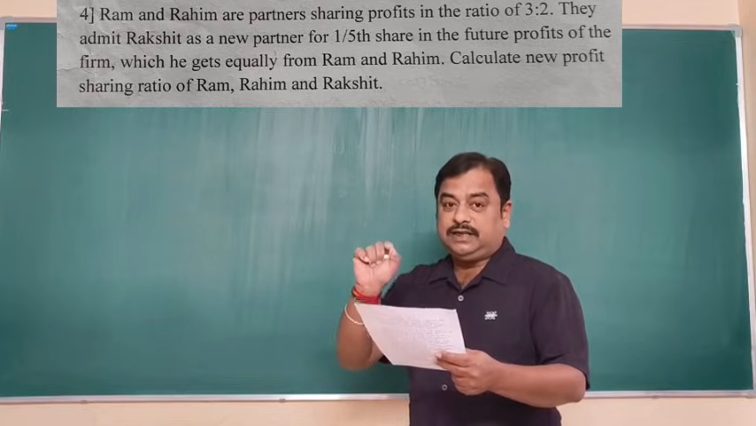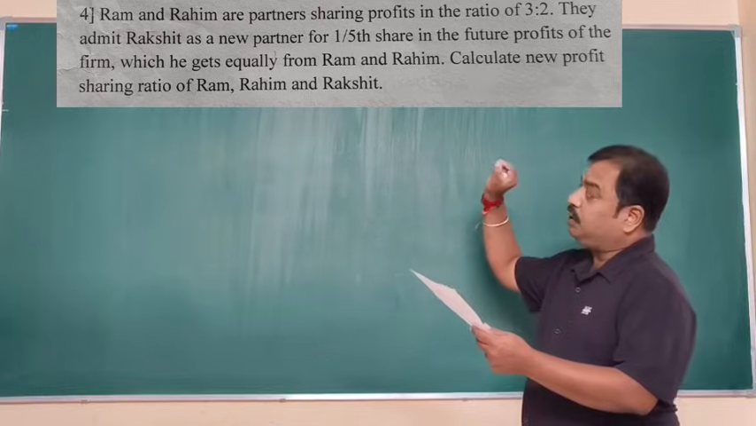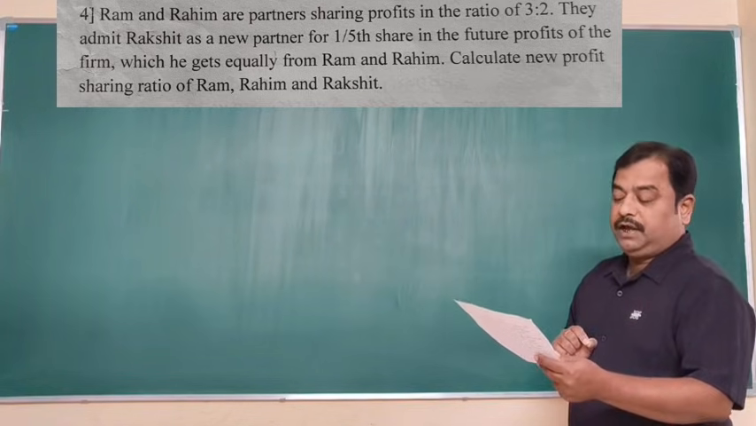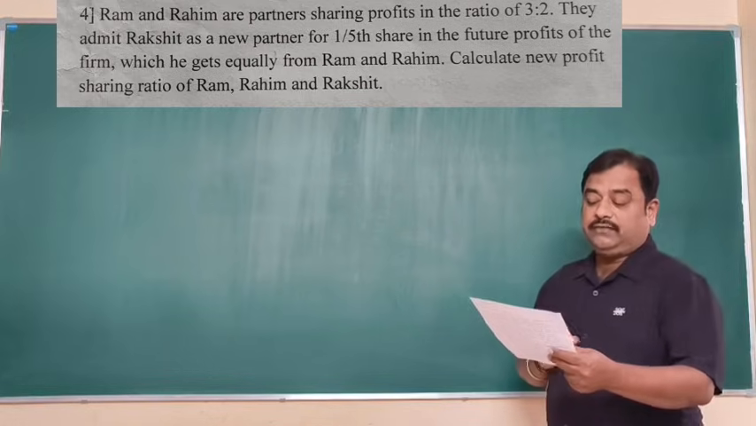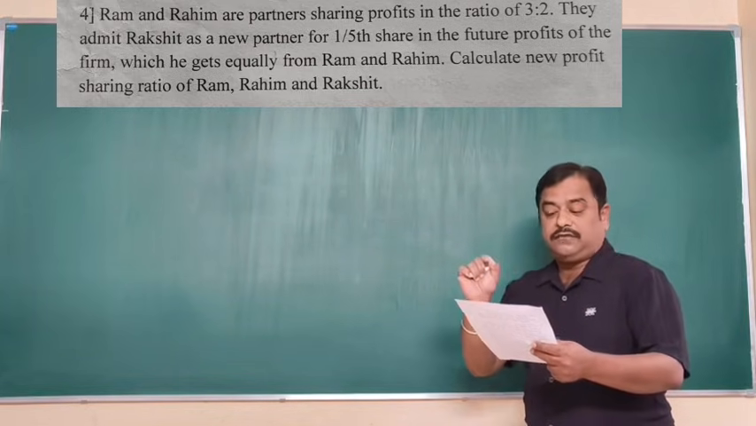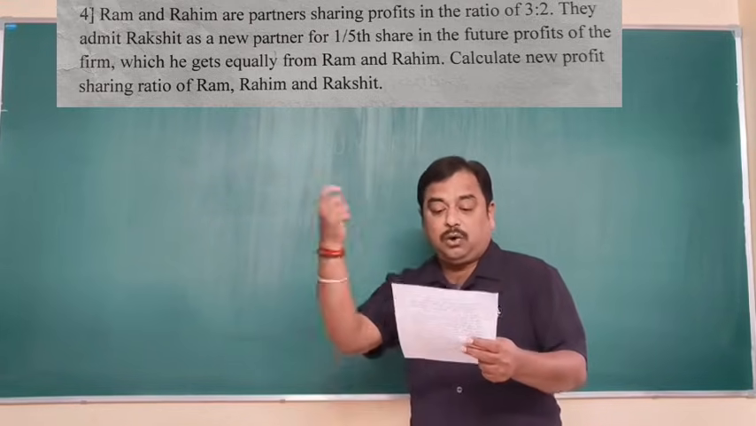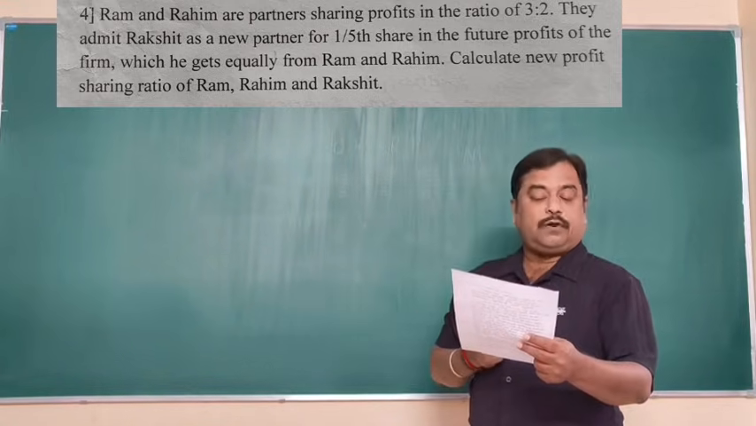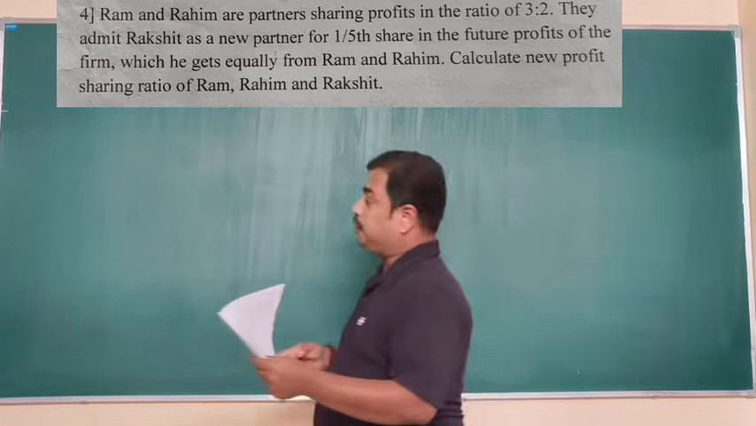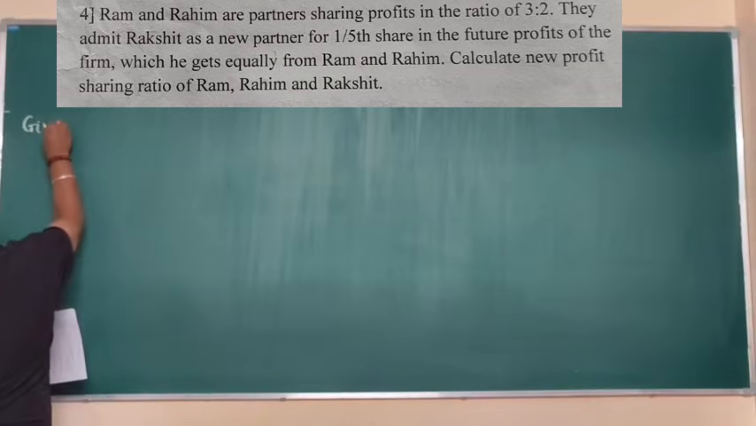Now please see the sentence is continued here. They admit Rakshit as a new partner for 1/5 share in the future profits of the firm, which he gets equally from Ram and Rahim. Here I think they have given the additional information how he is obtaining from the old partners. The question is calculate the new profit sharing ratio. Let's start. So first let us write what is given in the question.